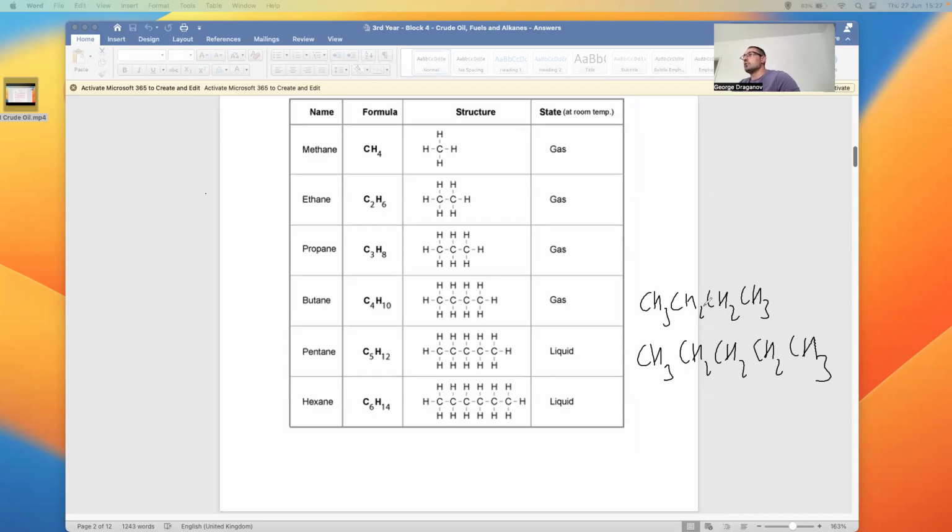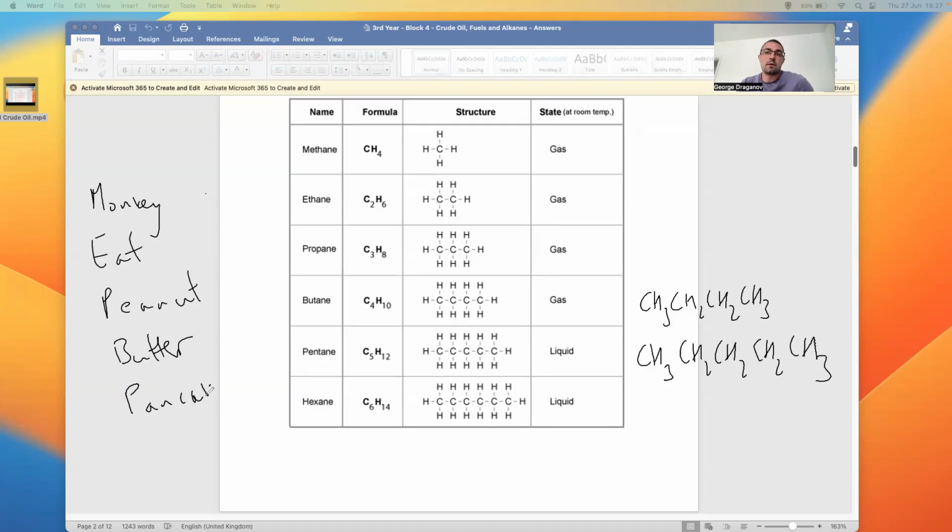I recommend you practice drawing all of these out on the table like I was doing. Now, how to remember the names? Monkeys eat peanut butter pancakes. Monkeys eat peanut butter pancakes. Methane, ethane, propane, butane, pentane. The one people usually mess up is propane. Pentane is easy because it's like a pentagon.